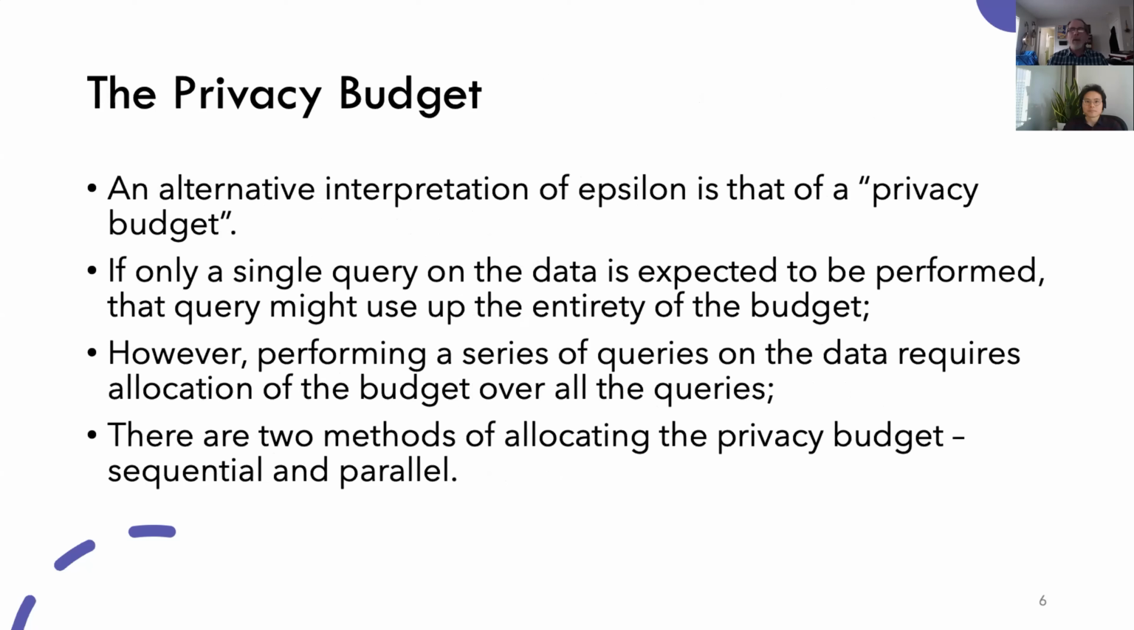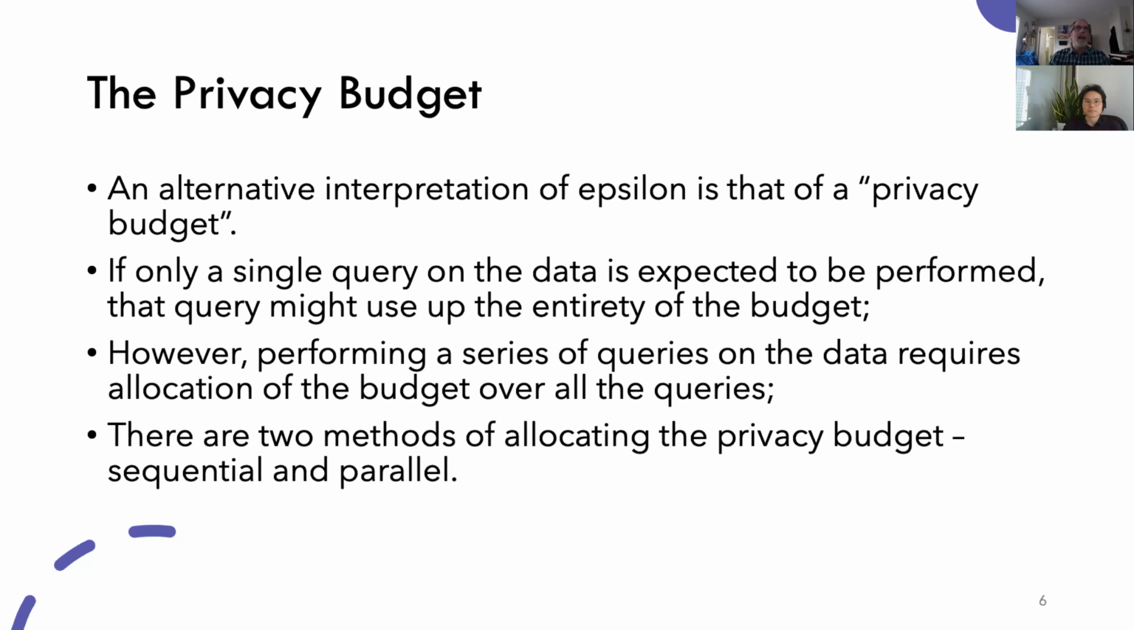Okay. So the privacy budget, sometimes known as the privacy loss budget, is an alternative interpretation of epsilon. And interestingly, if only a single query on the data is expected to be performed, that query might use up the entirety of the privacy loss budget. So if you have a data set and you only pull out the number of people in various age brackets for Sacramento County, and that's the only query you're ever going to do on this data set, then you can set the privacy loss budget at whatever you want, and it will pretty much stay there. You don't have to worry about it.